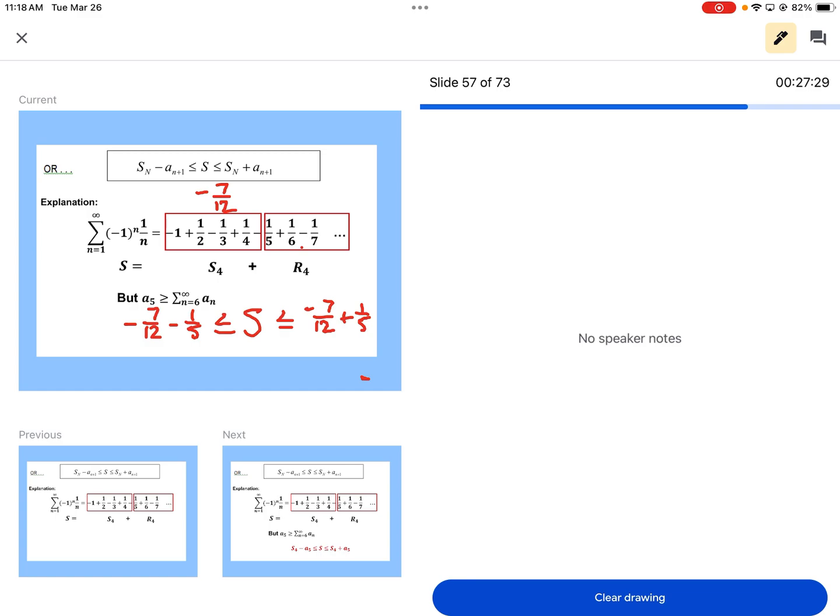Sometimes it will ask for a specific term. Other times it will tell you, you find how far you have to go out to have your error be less than 1/100th or 0.001 or something. So you're going to essentially look at the terms and say, where do I cut this off so that the next term is less than whatever they want it to be? Yep.